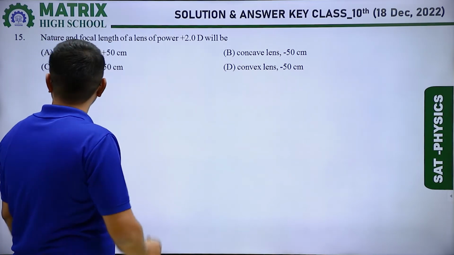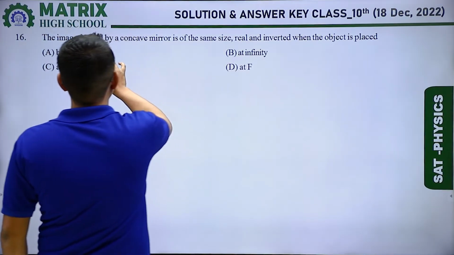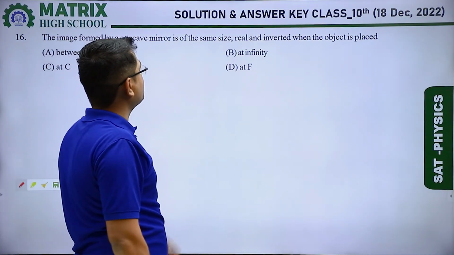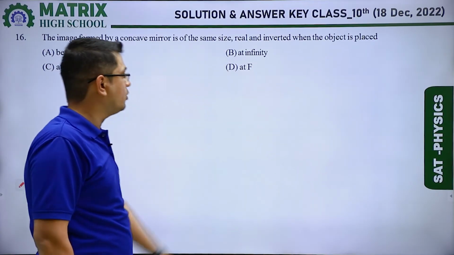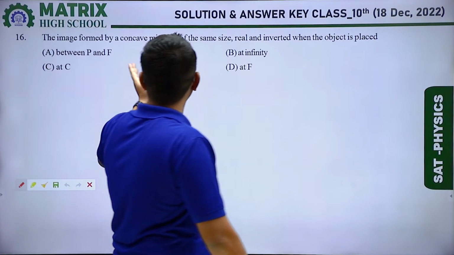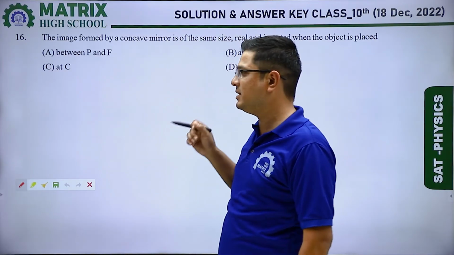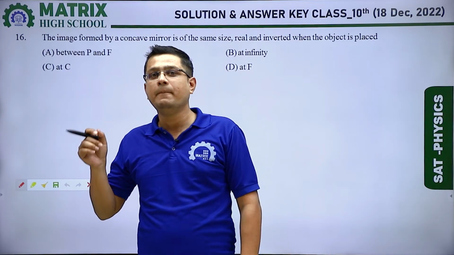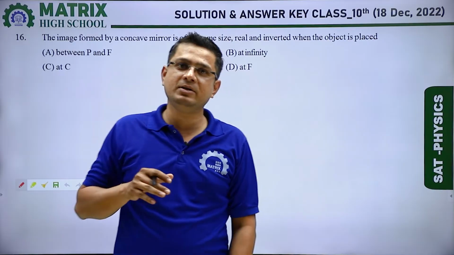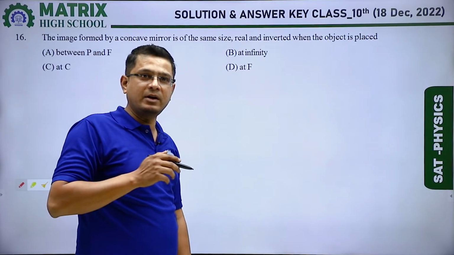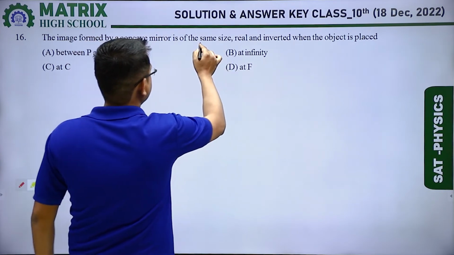Okay. Next question, question number 16. In question number 16, it is asked that the image formed by a concave mirror is of same size, real, inverted when the object is placed where? Okay. So we know that a concave mirror makes a real image always except in one case, when the object is placed between focus point and pole. Except this case, in all of the other 5 cases, the image is real in nature, and whenever the image is real, it is inverted. But the condition is given that the size is same.